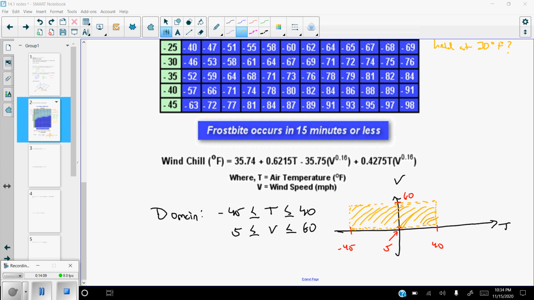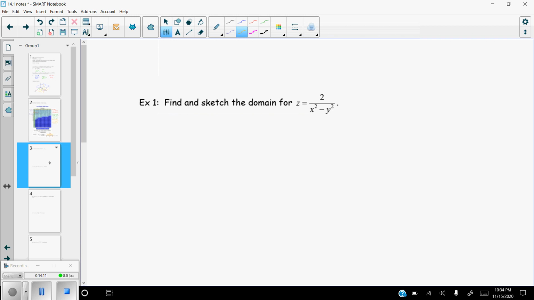All right, so let's take a look at a couple of examples. Find and sketch the domain for z equals 2 over x squared minus y squared. So we have a fraction. The numerator is not a problem. It's the denominator that always gives you a problem in the domain. So basically, the denominator can't be 0. So what we need to do is state that x squared minus y squared can't be 0.